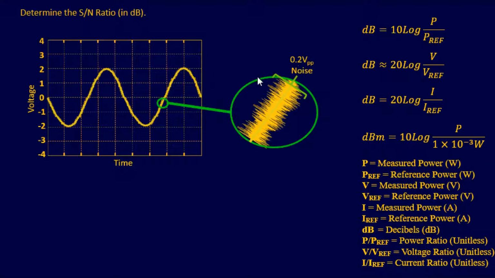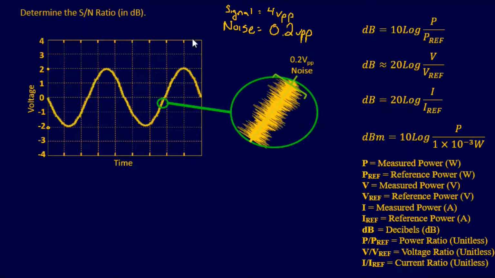So for this one, it's going to be a voltage unit. So I already have noise. So noise equals 0.2 volts peak to peak. So let's find our signal peak to peak. Well, looking at this, it looks like the top peak is about 2 volts, and the bottom peak is also about -2 volts. So if you remember the fundamentals, 1, 2, 3, 4, we have 4 volts peak to peak for our signal. So for our signal, it's going to be 4 volts peak to peak.